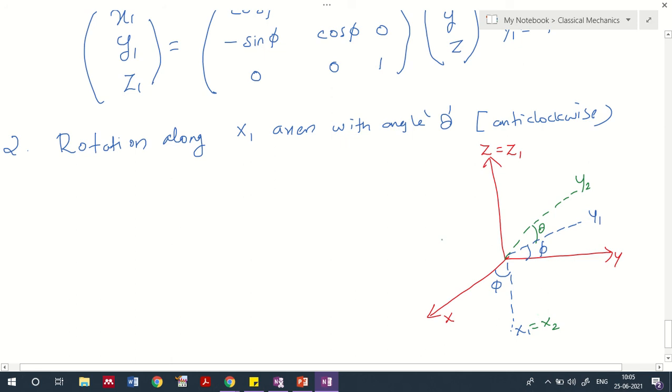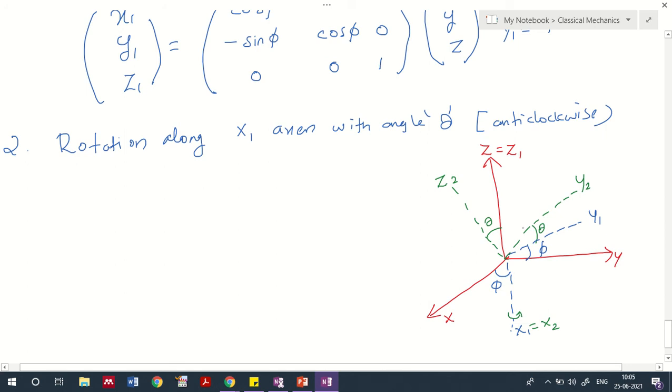x1 will be equal to x2, but along the z-axis there is a change by an angle theta by this rotation, and now the rotation is along this axis. This will be transforming to z2. So what we have done is that first we have rotated by an angle phi.